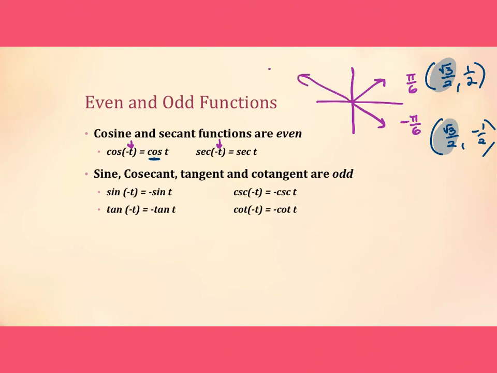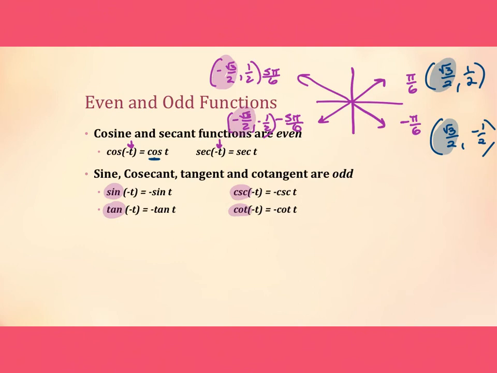Same exact thing would happen over here. If I did 5 pi over 6 and negative 5 pi over 6, I would get negative root 3 over 2 and 1/2, and negative root 3 over 2 and negative 1/2. So the sign on the cosine, again, does not change, which means the sign on the secant would not change. Every other function, the negative and the positive angles are going to have different signs. So sine and tangent, and their reciprocals, cosecant and cotangent.